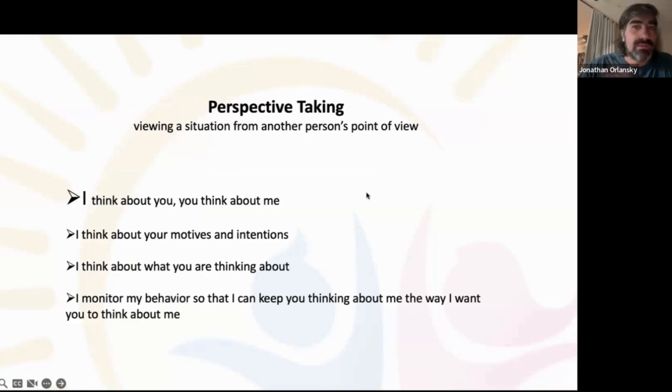So, perspective taking, viewing a situation from another person's point of view. I think about you, you think about me. I think about your motives and intentions. I think about what you were thinking about. I monitor my behaviors so that I can keep you thinking about me the way I want you to think about me. Look, I think we're all very aware that this can be a difficult thing to interpret.